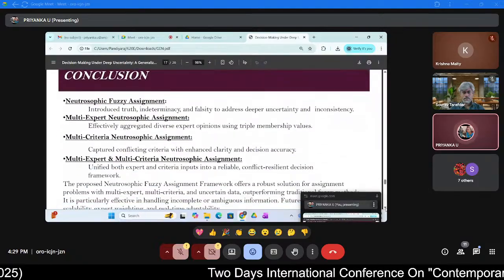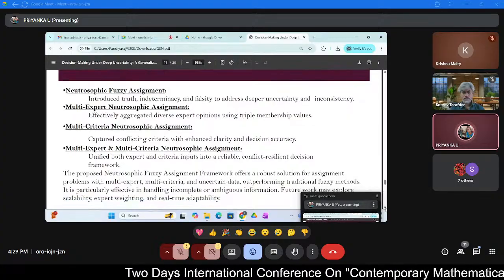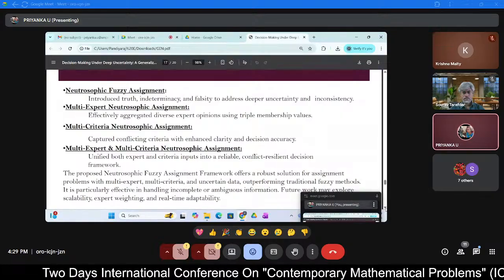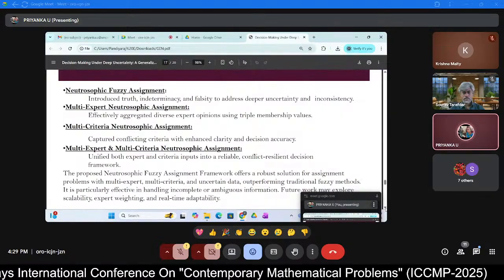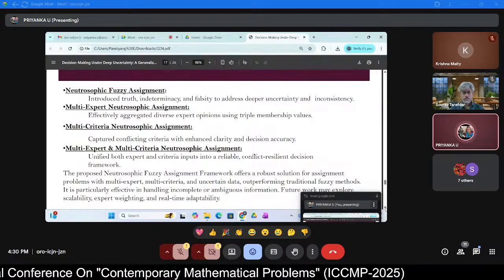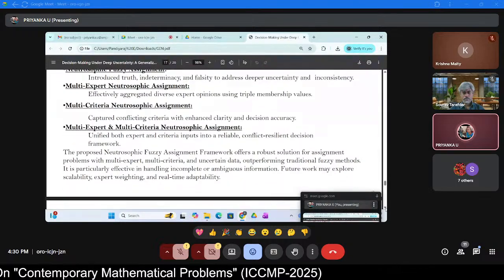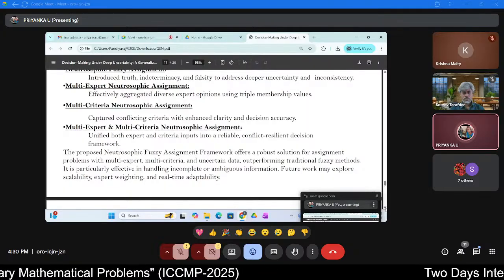Neutrosophic fuzzy assignment introduced truth, indeterminacy, and falsity to address deeper uncertainty and inconsistency. Multi-expert neutrosophic assignment effectively aggregated diverse expert opinions using triple membership values. Multi-criteria neutrosophic assignment captured conflicting criteria with enhanced clarity and decision accuracy. Multi-expert and multi-criteria neutrosophic assignment unified both expert and criteria inputs into a reliable, conflict-resilient decision framework.